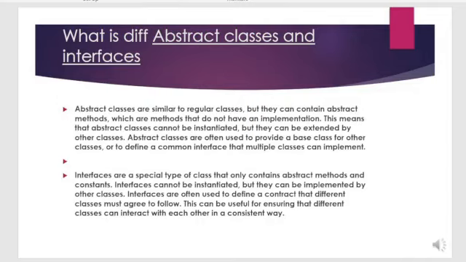What is the difference between abstract class and interface? Both are used to achieve abstraction in Java. So we'll see what is the difference between the interface and abstract class. Abstract classes are similar to regular classes, but they can contain abstract methods, which are methods that do not have an implementation. This means that you cannot create an instance of the abstract class, but they can be extended by other classes.